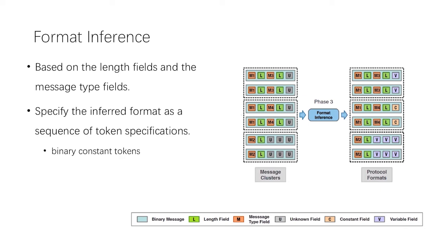Similar to Discoverer, we specify the inferred format as a sequence of token specifications, and use the token properties to describe field specifications. When the token takes the same value across all messages, we consider it as a binary constant token. When multiple consecutive tokens take a variable value within the ASCII coding range in all messages, we consider them as text variable tokens. All tokens outside the above cases will be considered as binary variable tokens.